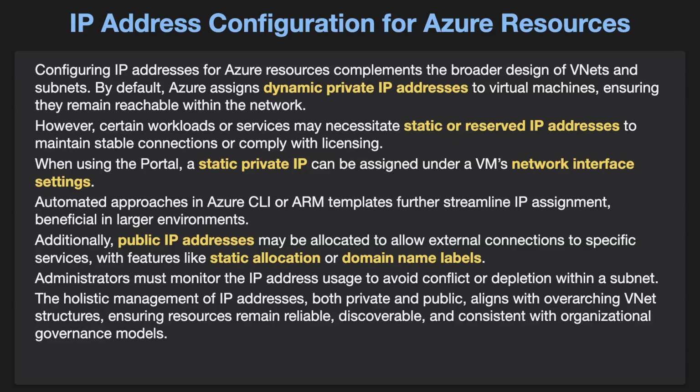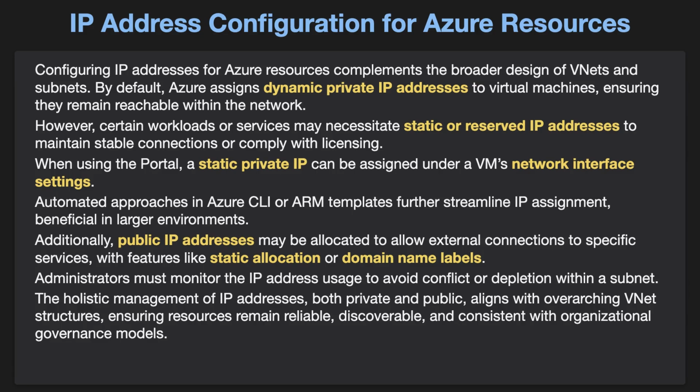Configuring IP addresses for Azure resources complements the broader design of VNets and subnets. By default, Azure assigns dynamic private IP addresses to virtual machines, ensuring they remain reachable within the network. However, certain workloads or services may necessitate static or reserved IP addresses to maintain stable connections or comply with licensing.